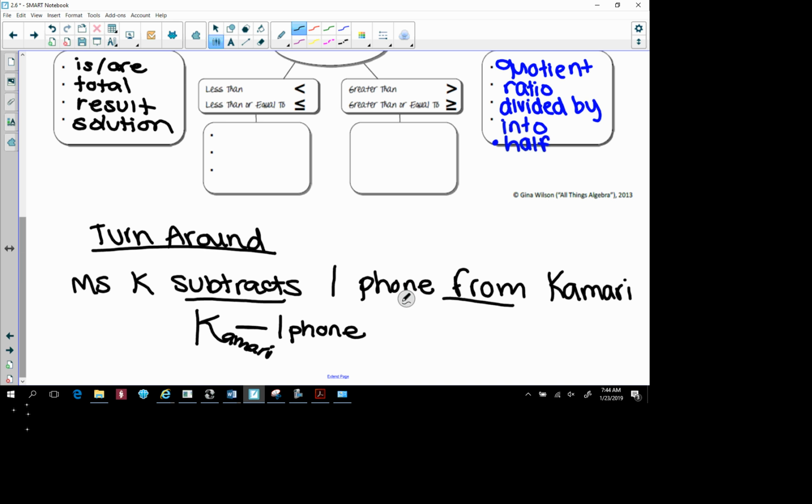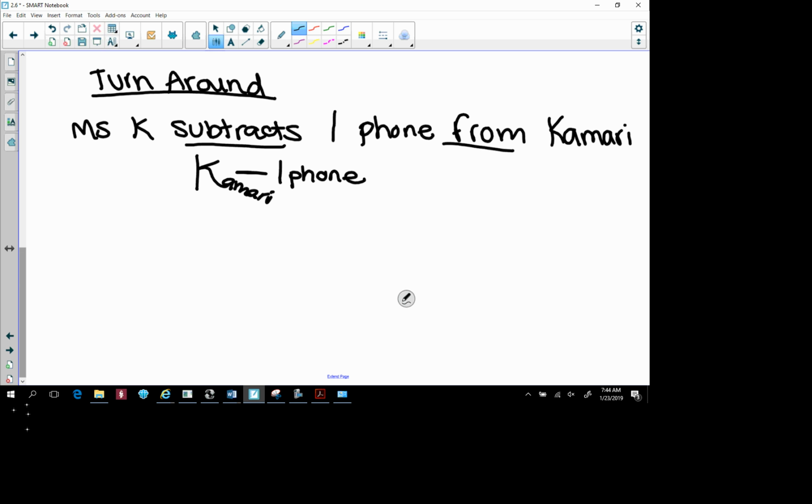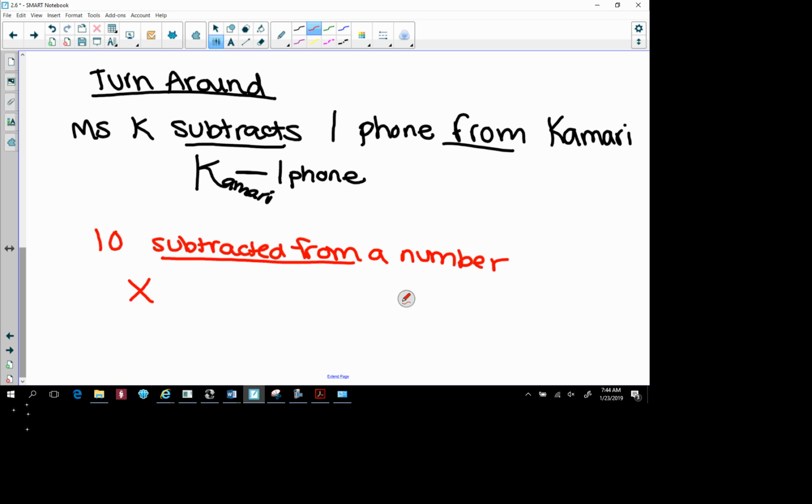And so if it was something like 10 subtracted from a number, I wouldn't do 10 minus x. I would start with my number, which is x, minus 10. That's why you recognize a turnaround word, because that's the word subtract from. The word subtract from means I'm going to switch the order. Same thing with less than.